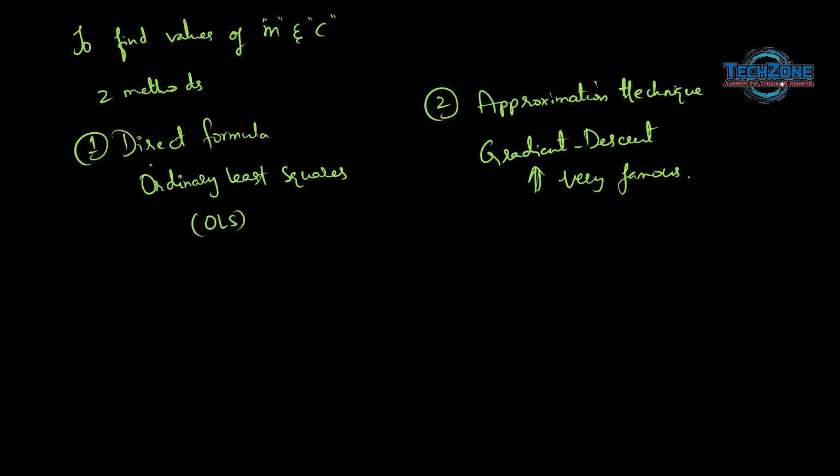Now let us first find the values of m and c using the direct formula and then using gradient descent. Before that, let me write the linear regression function one more time. The linear regression function, or the equation of a straight line, is y is equal to mx plus c, isn't it?